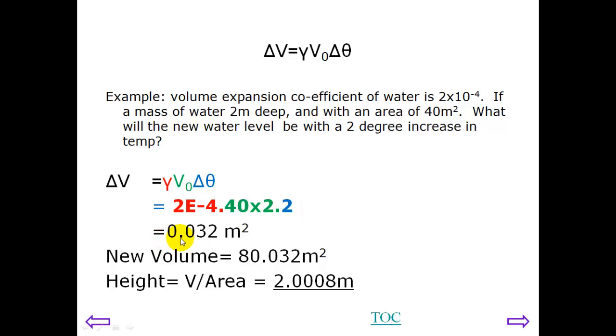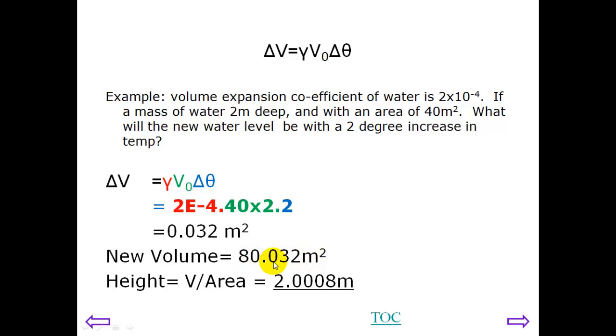This gives a value of 0.032. This is a change of volume. This should be meters cubed, by the way. So the new volume is going to be the original volume, which is 80, plus 0.032, which is going to be 80.032.